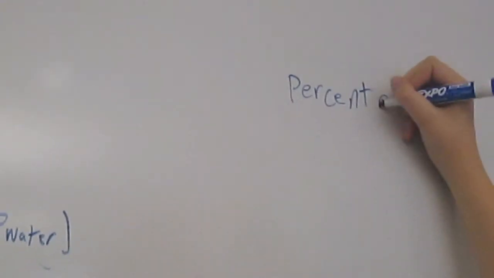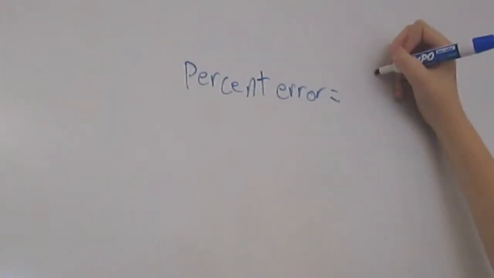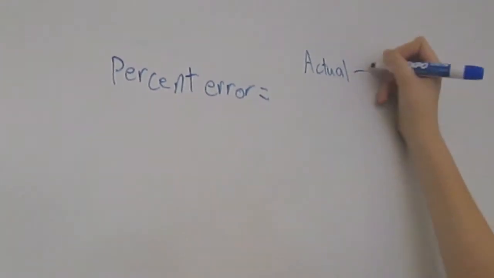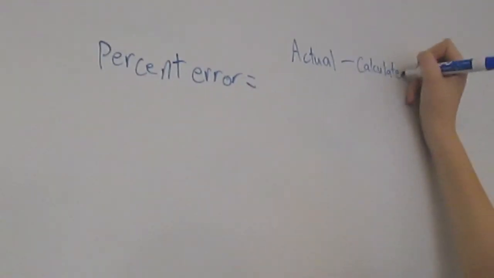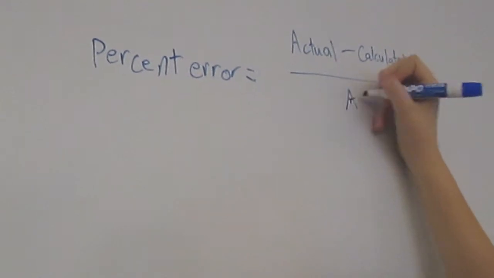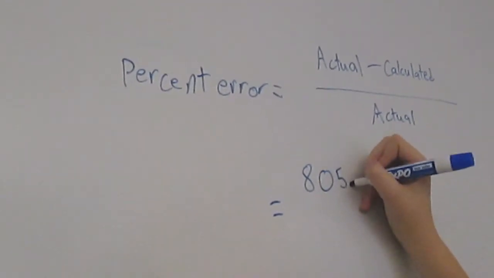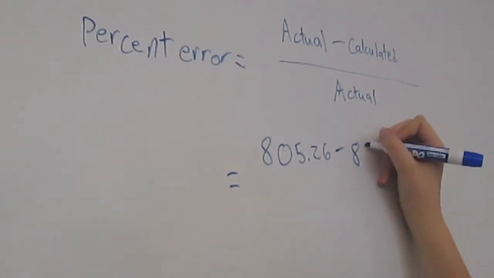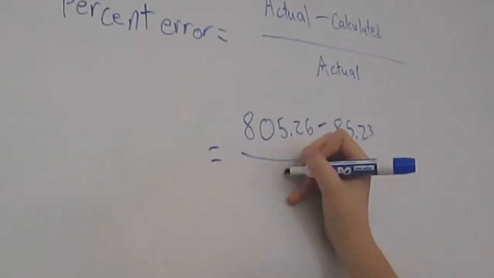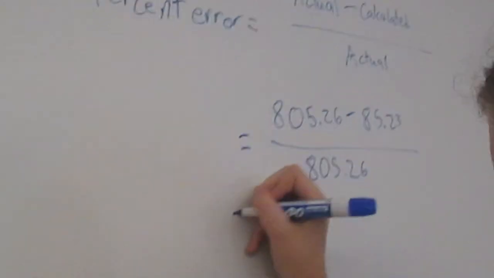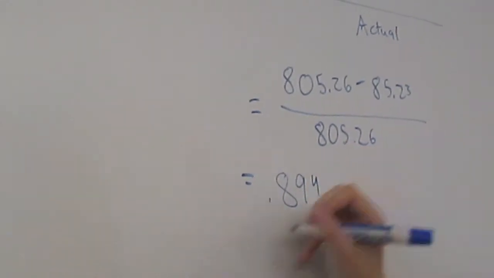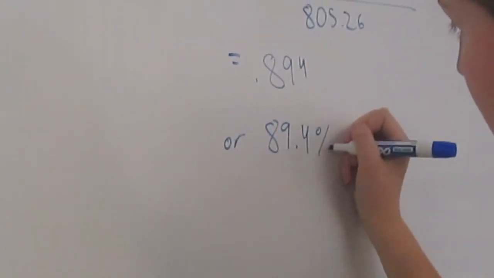So then we do our percent error, which is our actual or theoretical value minus our calculated or experimental value, over the actual. So we take the number that we just found, 805.26, minus the one we calculated before, which is 85.23, all over 805.26, and that gets 0.894 or 89.4% error.